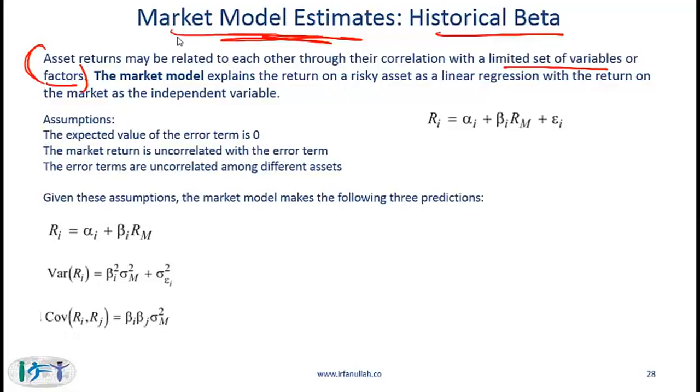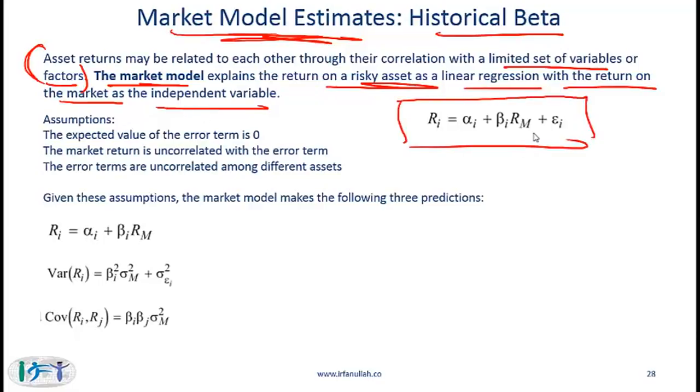One of the simplest models that falls in this category is called the market model. This model explains the returns on a risky asset as a linear regression with the return on the market as the independent variable. So this is the formula then. The return on a given stock is alpha plus beta times the return on the market. In this case, what's the factor? The factor is the return on the market. And what we are saying is that this is an important factor because all stocks have a return which is related to the return on the market. And how do we define that relationship? It is defined through the beta.